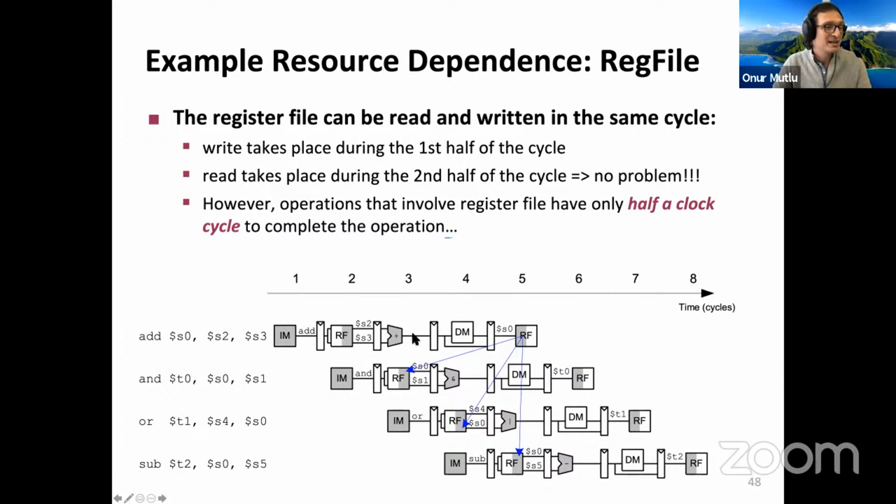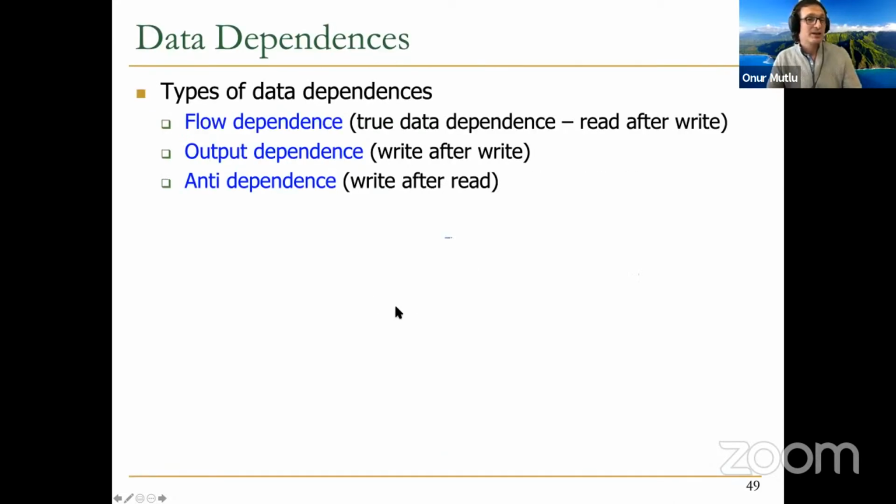But we need to provide some more hardware to be able to do that. And that's called data bypassing, data forwarding. So we're getting ahead of ourselves. I'm going to talk about that. Basically, you don't read the result from the register file, but you read it from the output of the ALU. And that way, you don't need to stall this AND instruction. And that's a great observation, basically. Okay, so we're going to get to that.